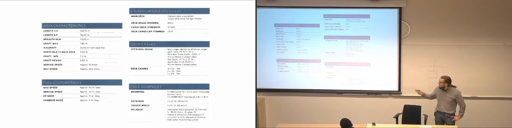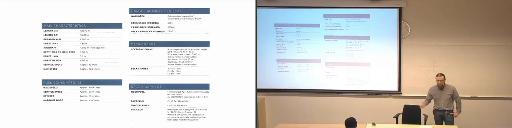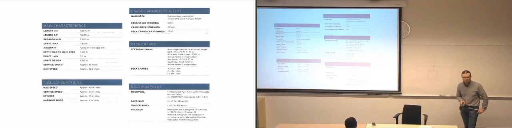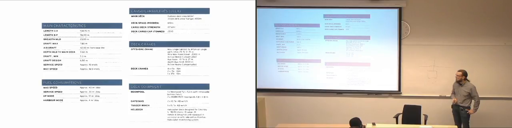So here we actually get service speed and maximum speed. They were pretty close. It usually runs at 15 knots as the marching speed when it's traveling, and the maximum is only 16.5, so it's not that much more. So it usually runs at almost full power when it's traveling.